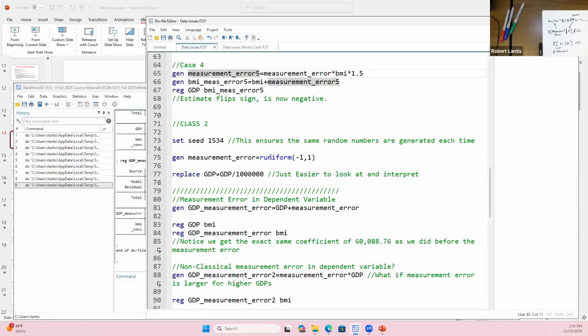So good. Classical measurement error, we don't have to worry too much about it. You could rerun this and do it for a normal distribution. As long as it's completely random, it won't change your estimate. So this is good when we want to predict self-reported behaviors as our dependent variable.